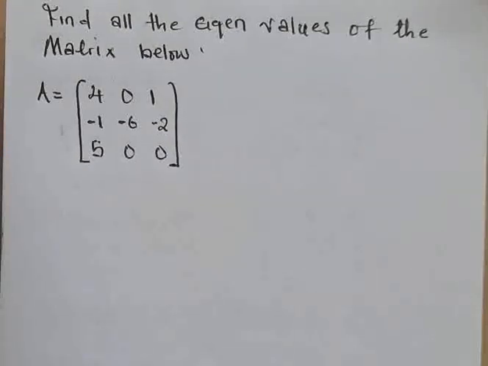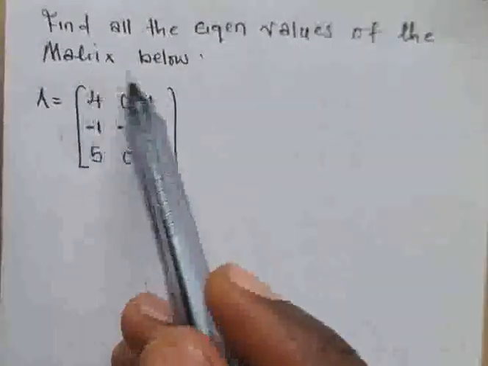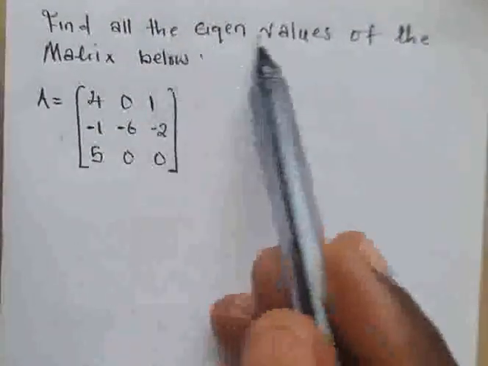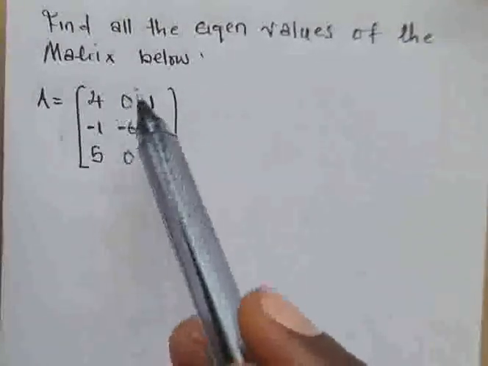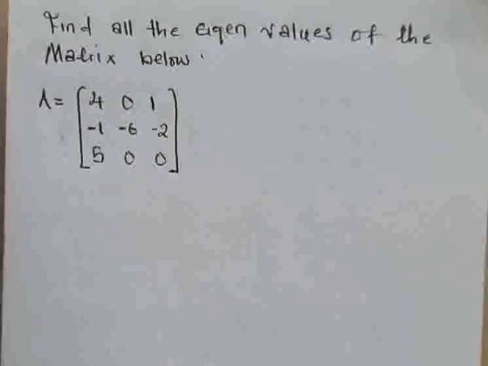Let's get started. So what do we have here? We have matrix A, and the question says find all the eigenvalues of the matrix below. So all the eigenvalues, because this is a 3 by 3 matrix, there are 3 eigenvalues in this matrix.